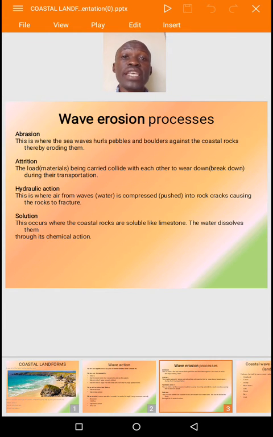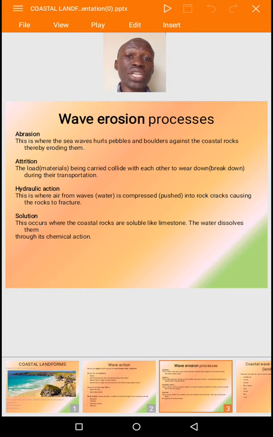What happens in these processes? In abrasion, the materials which are being carried by the water or by the waves, we say boulders or big stones, go on or flow along, hitting against the rocks of the coast, thereby damaging them and in the process eroding them. Then attrition, the materials which are being carried go on hitting against each other, and in the process they wear down, they reduce in size, and this enables their transportation.